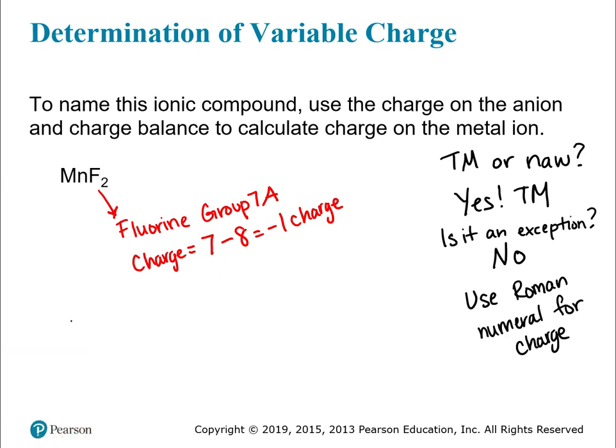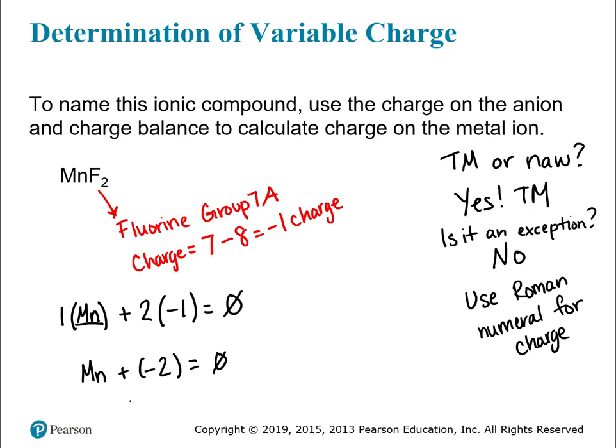I know that I've got one manganese ion, and that manganese ion has a charge. I've got two fluoride ions, and they each have a negative 1 charge. When I add those charges together, I have to get 0. So our manganese has to be plus 2.